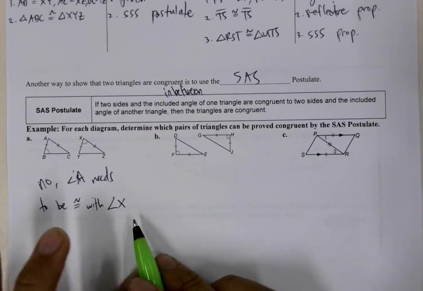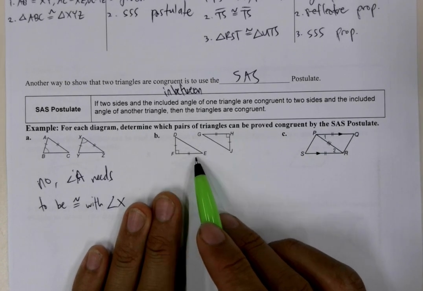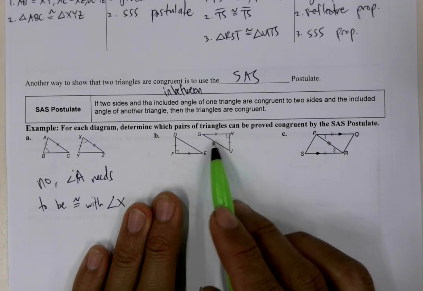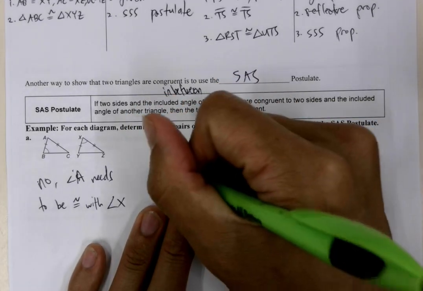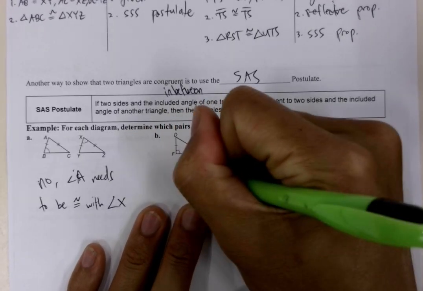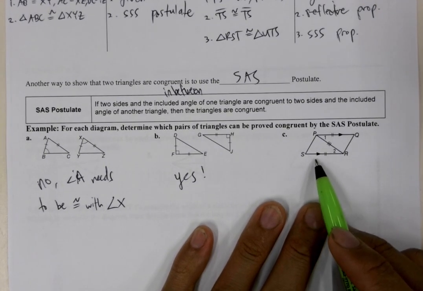Right? So over here, we're fine because we have the two sides are congruent, and we have the included angles of both the triangles congruent, right? Or both are right angles, which means they're congruent. And we'll say yes.